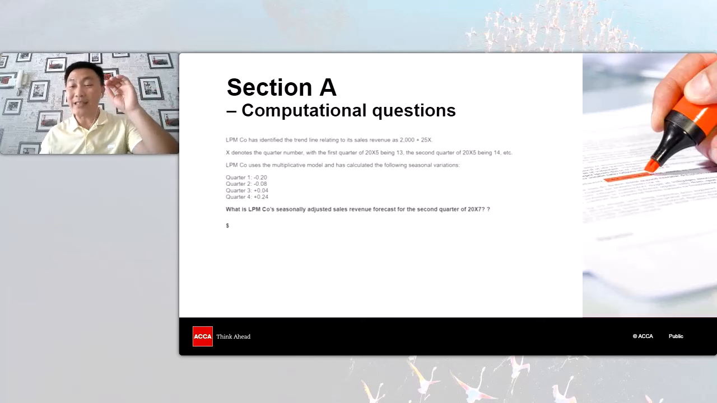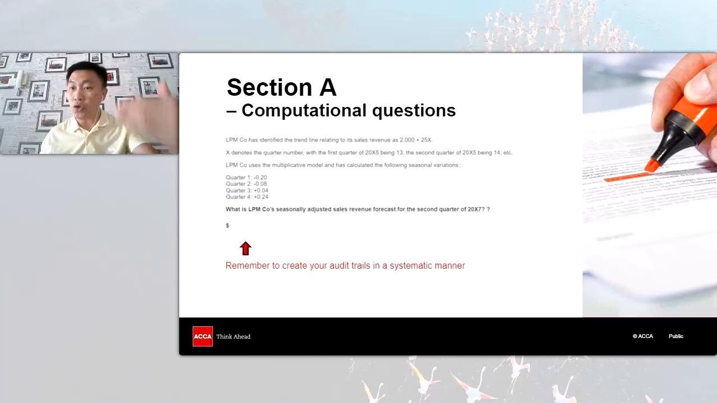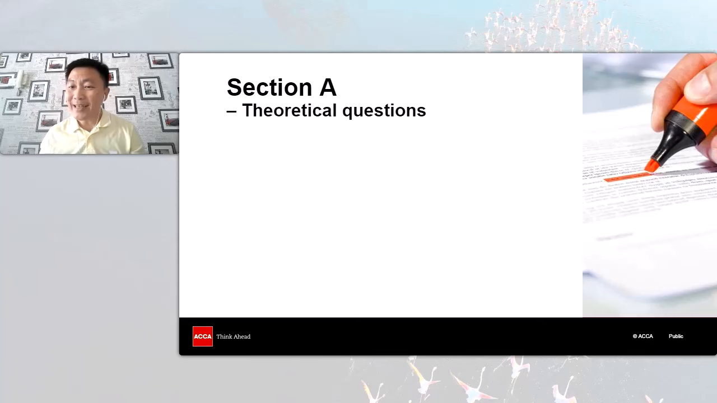Let's take a look at the other type of computational question in Section A, which, instead of giving you choices, is more like a space that you have to key in and enter your numerical answer. So same thing applies, guys. Make sure you leave your working on the physical scrap paper as the audit trail for you to come back and do cross-checks if time permits. So these are some of the advice and tips in dealing with Section A questions.